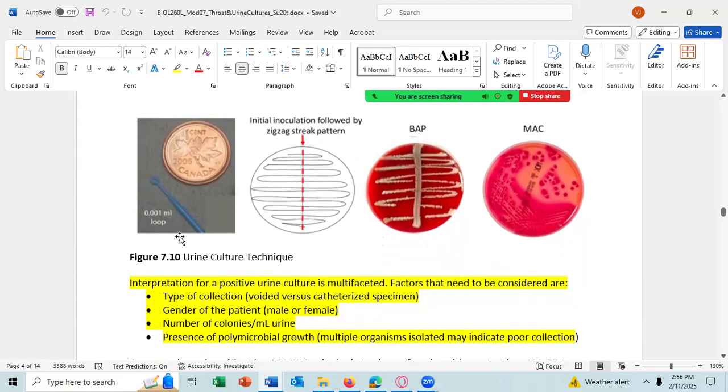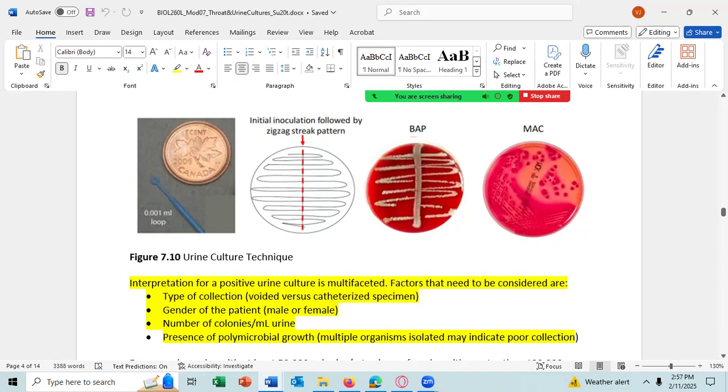So there is the loop that actually transfers 0.001, or 1/1000th of a milliliter, of urine onto the blood agar plate. And usually they streak it this way and then streak it that way. And then they take a sample using a regular loop and then streak it out, usually for colony isolates on the MAC or EMB plate, using the normal streaking method for isolating colonies.